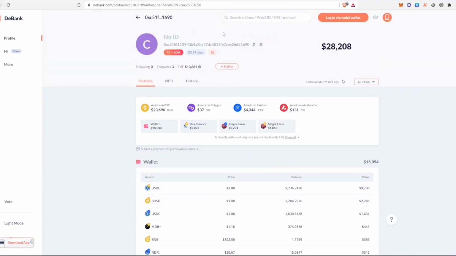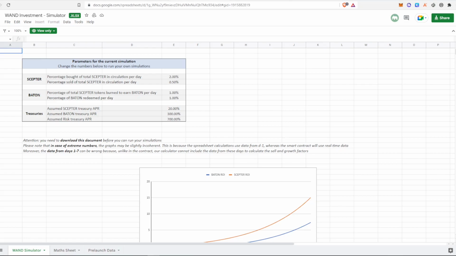For the upcoming pre-sale, they have actually made a simulator, which I thought was pretty cool. Obviously everything's kind of estimated and guesstimated, as you can see here, assuming that Scepter manages to achieve a 20% APR on average throughout the year, and Baton is assumed to have increased by 300% at the end of the year, and then the risk treasury, which is the third one, is assumed to have increased by 700% at the end of the year.